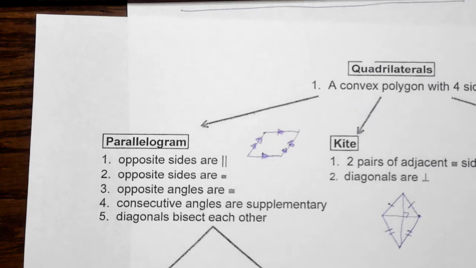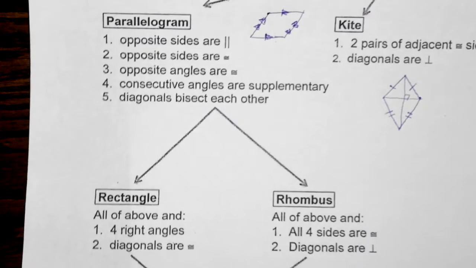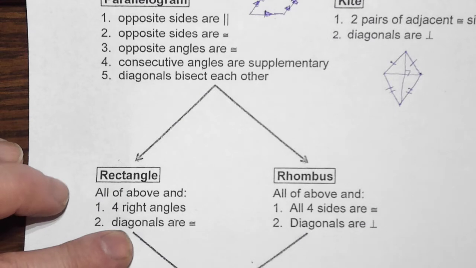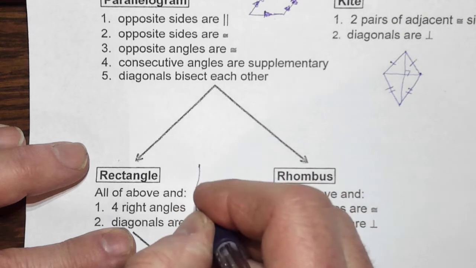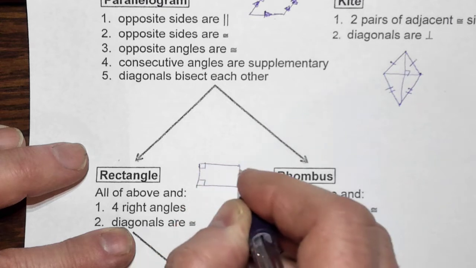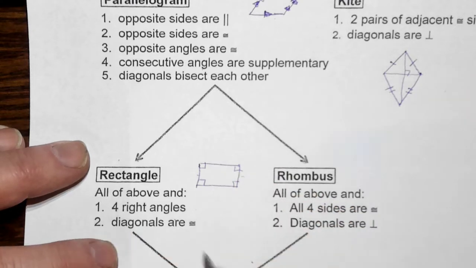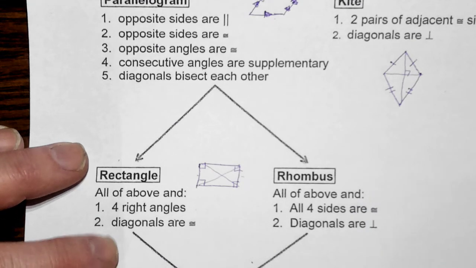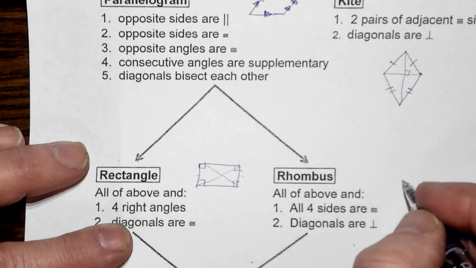Parallelograms are divided into separate parts beyond that as well. If you take all of these properties of a parallelogram and give it four right angles, and the diagonals are congruent, that's called a rectangle. So if you have a parallelogram where this side's parallel to this one and this side's parallel to that one, but it has four right angles, and the diagonals of it, these two lines, are congruent to each other. A rhombus is a parallelogram that has all four sides congruent.